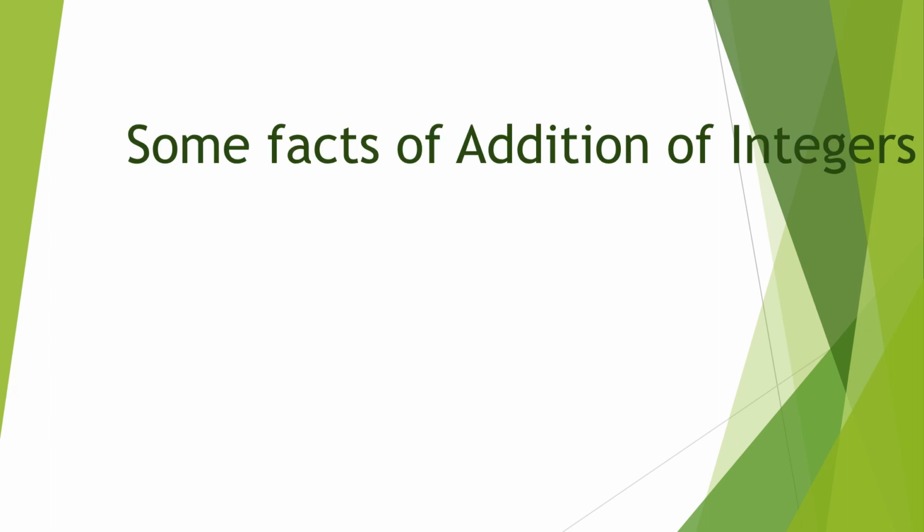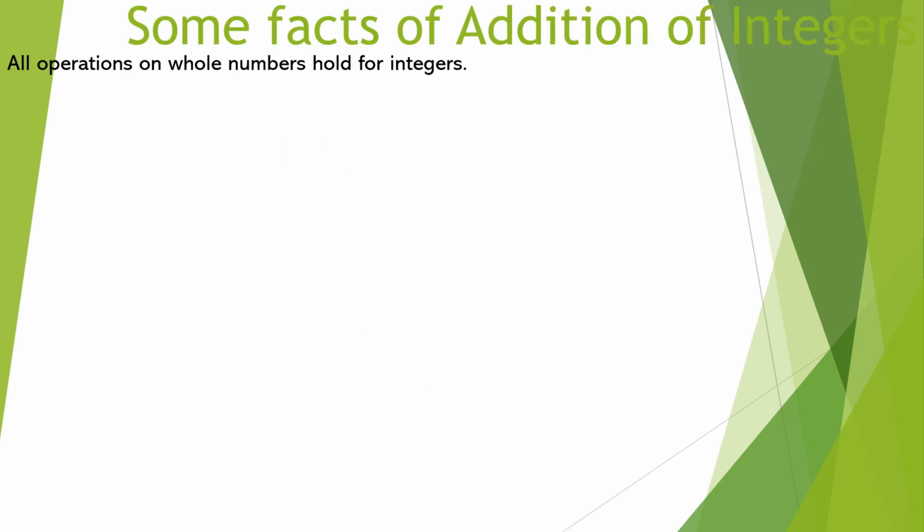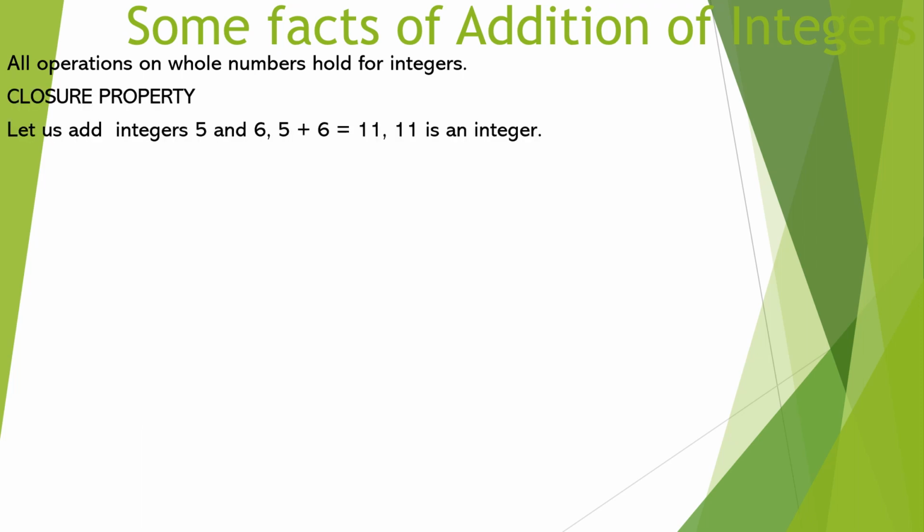Some facts of addition of integers, NCERT Chapter 6, page 97. All operations on whole numbers hold for integers. Let's discuss closure property. We add integers 5 and 6, their sum is 11.